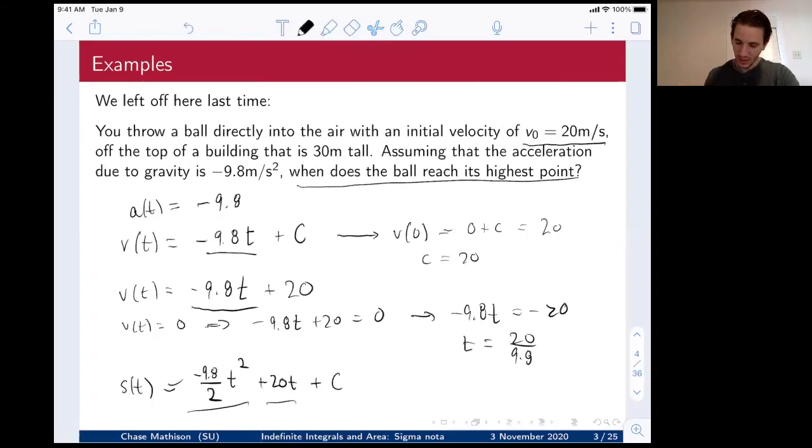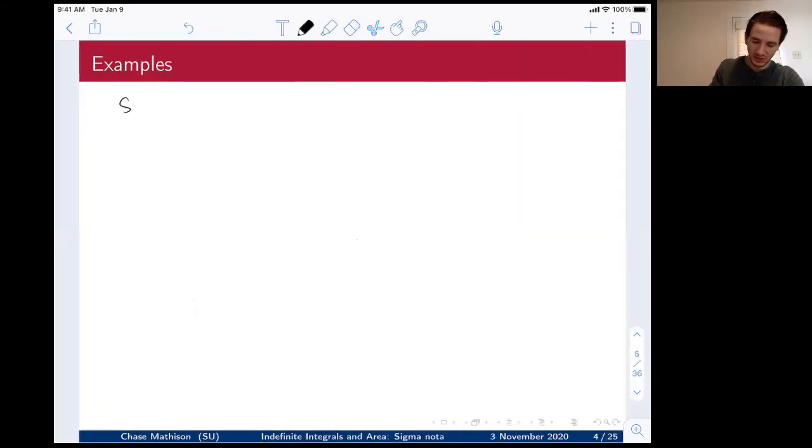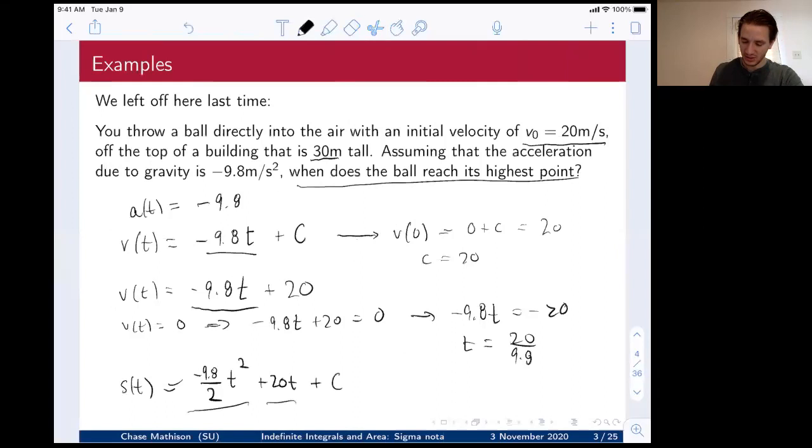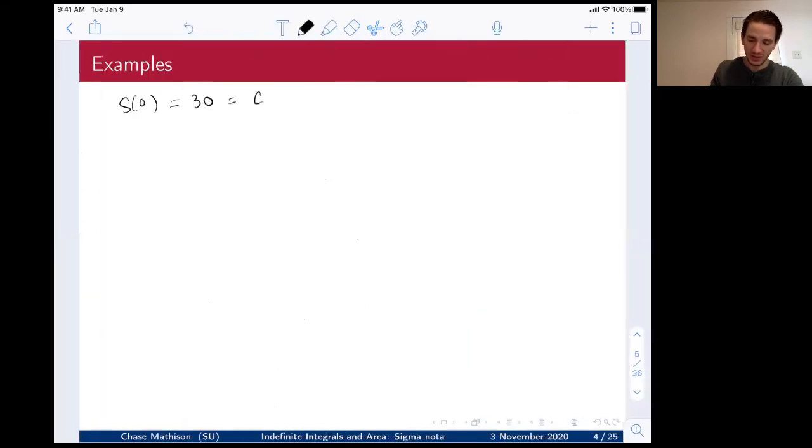Okay. And then we know that we start this experiment at the top of a 30-meter building. So S of 0 is 30, but S of 0 is also just this C. This C is not this C. In fact, I'll call it C1 just to be safe. So this is C1. Okay, so S of t is equal to, well, 9.8 over 2 is going to be 4.9. So negative 4.9 t squared plus 20t plus 30 gives me the position function.